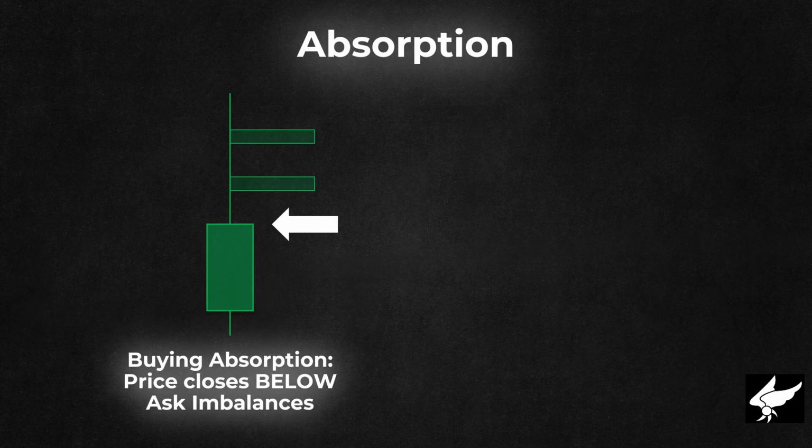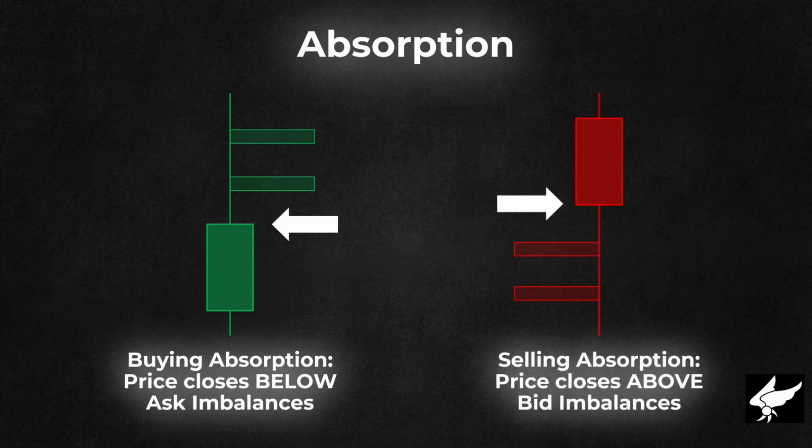If you see price closing above a bid imbalance, the interpretation is that sellers are being absorbed by buyers. Since a bid imbalance generally means selling aggression, price action should confirm that by closing below it. When it doesn't, we can infer that buyers are absorbing the sellers.